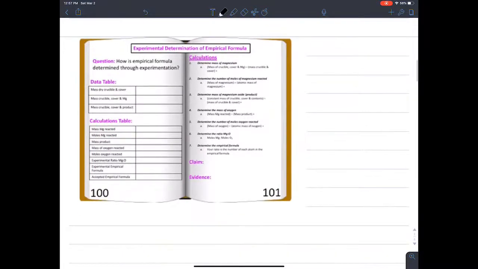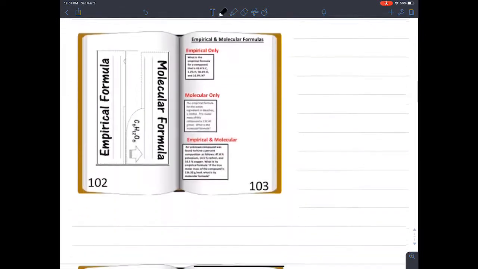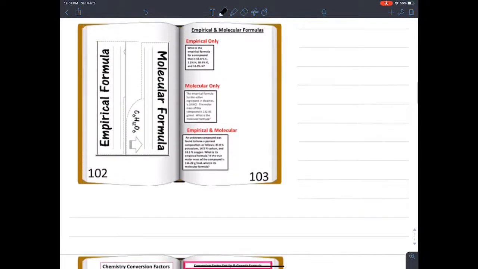Then we went on to page 100 and 101, where we recorded things from when we had a great time with Mr. Menchokster, and we heated up crucibles, and we saw things burn. It was lovely. That's where the lab should be. Then we went on to 102, where we had a fuego foldable, as I like to call them, and we learned about empirical formulas and molecular formulas and the differences between them. Then over here on 103, we did some examples of empirical and molecular formulas, and it was wonderful.